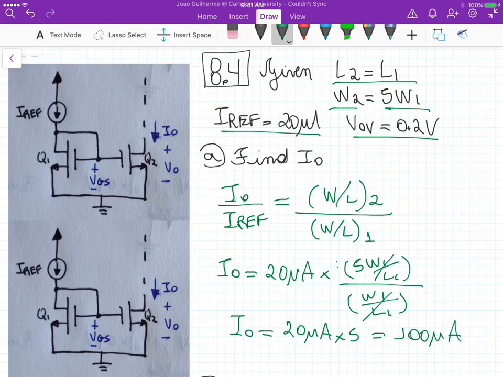So in this case, for a reference current of 20 microamperes, because Q1 and Q2 have different ratios, specifically Q2 with a channel width 5 times larger than the width of the first transistor, we get a current at the output that is 5 times the reference current. So we control that relationship by changing the aspect ratio of the transistors.